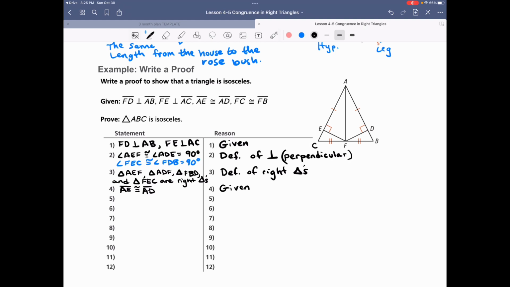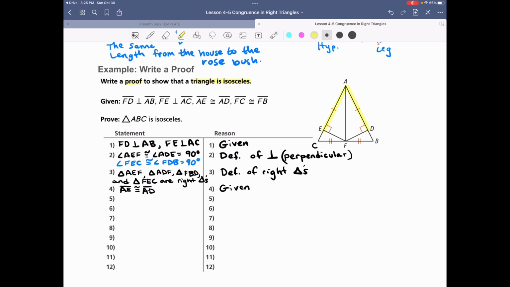Well, let's highlight that on our triangle. AE is congruent to AD. They gave us that. We're trying to prove that the whole triangle is an isosceles. Remember that's what we're trying to prove? Prove that the triangle is isosceles. And if we can prove that those two sides are equal, then we can start proving more things about the whole triangle.